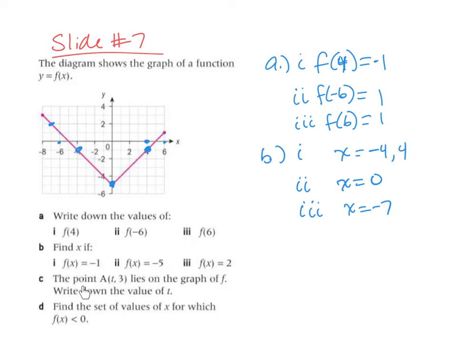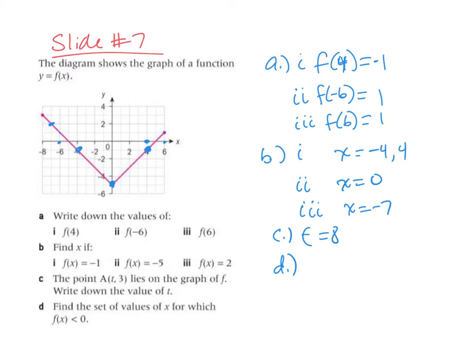Then letter C says the point A, (t, 3), lies on the graph of f. Write down the value of t. So there's a point A that has a y value of 3. So let's find that. Here's 1, 2, 3. It looks like it's right here. Okay. So the value of t, which is the input to this function that would produce a 3 for y, it looks like that's going to be -8. So for letter C, t is equal to -8. And then letter D says, find the set of values of x for which f of x is negative.